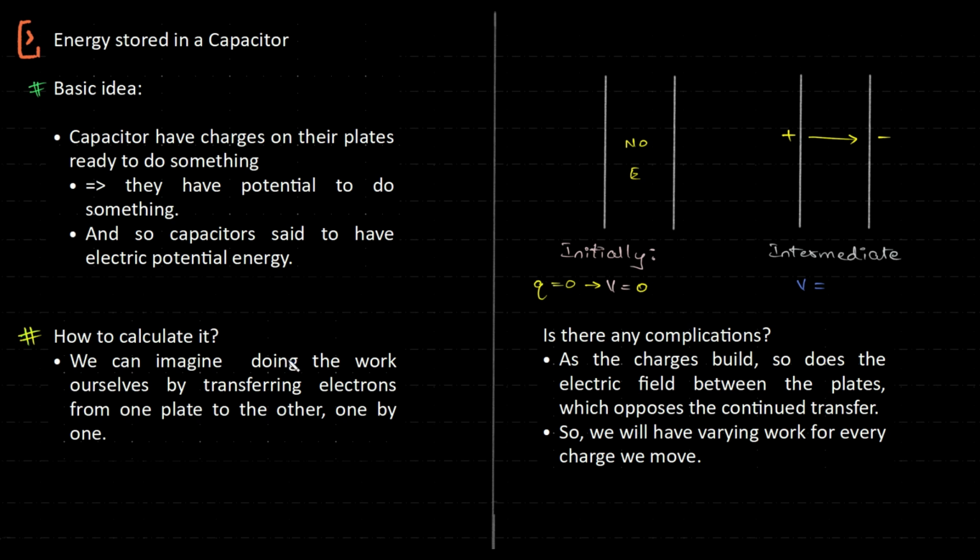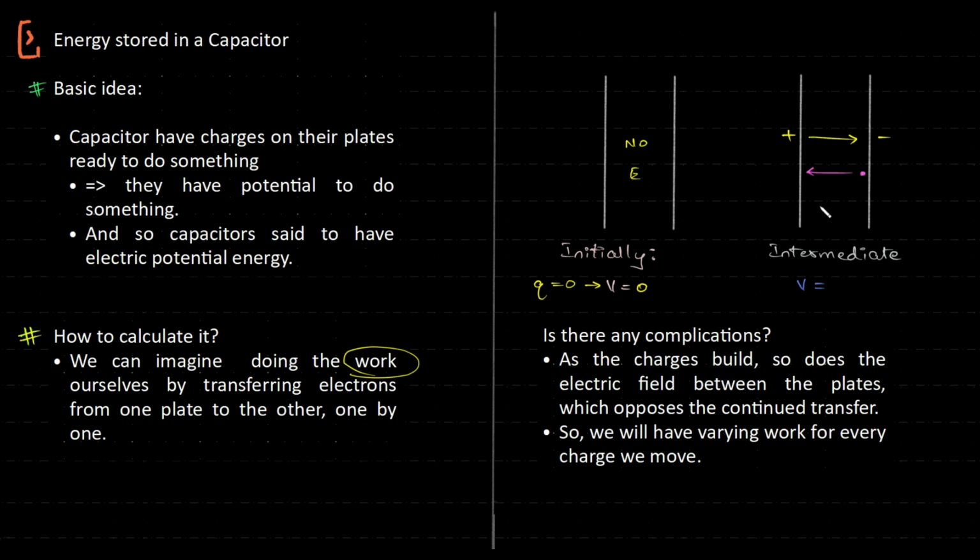So, how do we calculate the energy of anything till now? In ninth grade, we calculate the potential energy by doing work. Here too, we are using the same funda. We are using the concept of work. So we can imagine doing work ourselves by transferring electrons from one plate to the other one by one. Pick an electron and drop it over here. We can keep doing that and look at what amount of work we have to do.